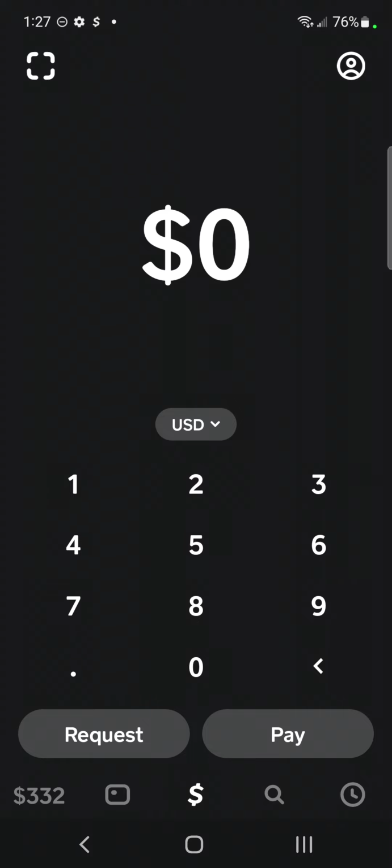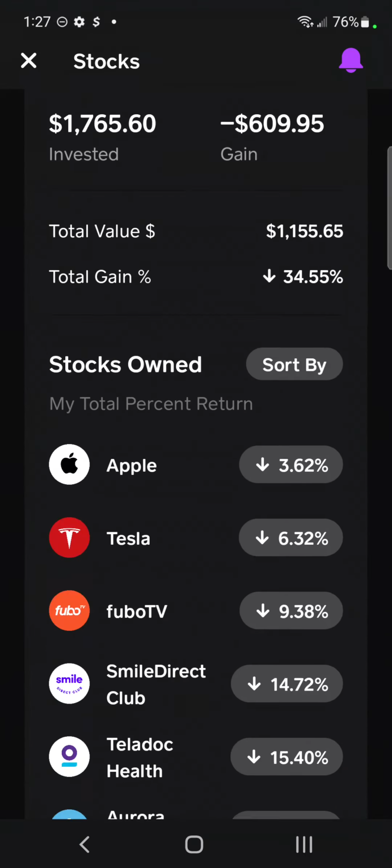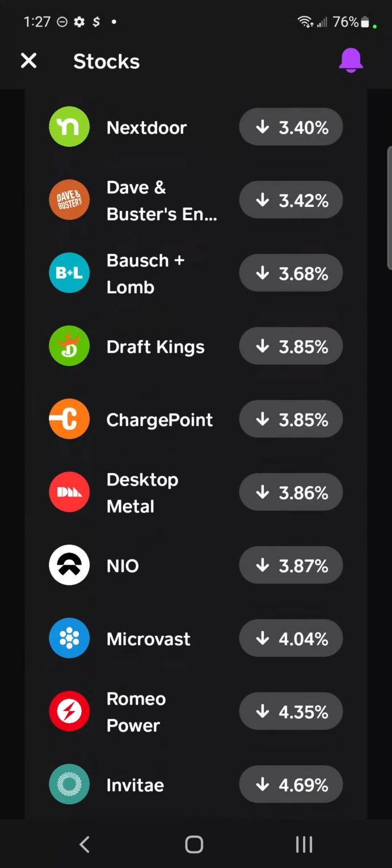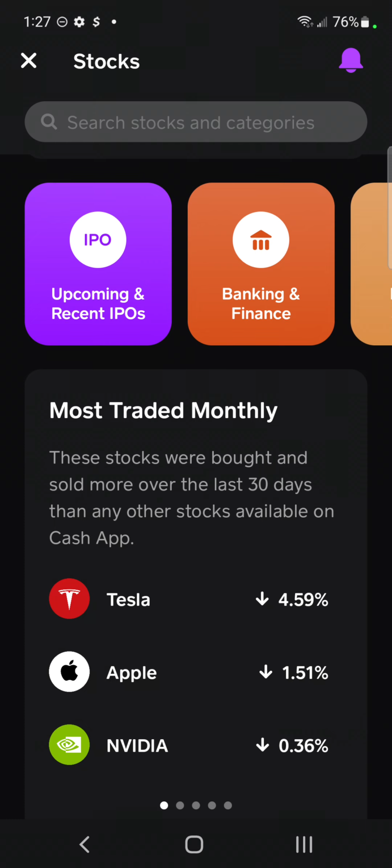Real quick, let me show you how to get into investing, which you do simply by clicking on your balance in the bottom left-hand corner. You hit that, and it takes you into investing. Then you can choose between either Bitcoin or the stock market. We're in the stock market right now, and I'm going to show you how to research or look up the different types of stocks and ETFs you can invest in.